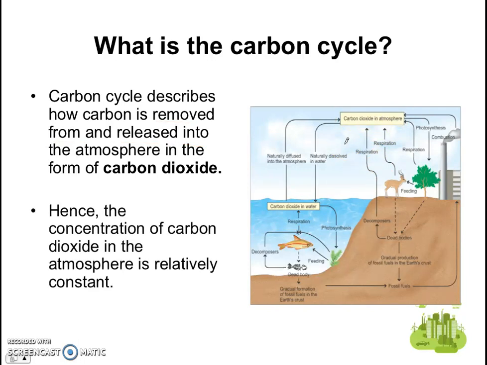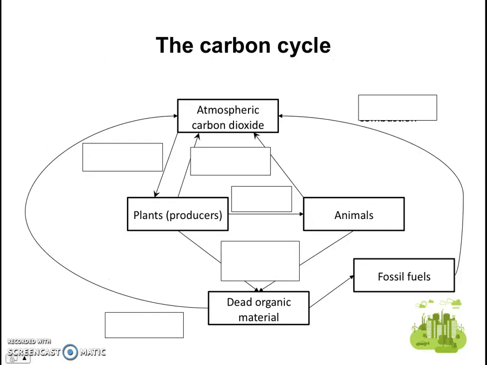Hence, if these processes are in balance, then the concentration of carbon dioxide in the atmosphere will stay relatively constant. And this is particularly important because plants, right, need a source of carbon dioxide in the atmosphere to carry out photosynthesis. Alright, so what are the processes in the carbon cycle?